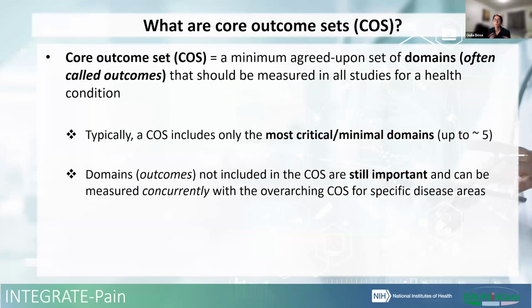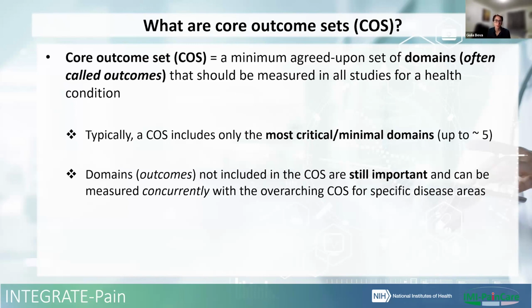The difference between domains and outcomes is that domains are what to measure in a study, and then the other part of core outcome sets is the measurement tools, and that's basically how you assess the outcomes that you choose to measure.